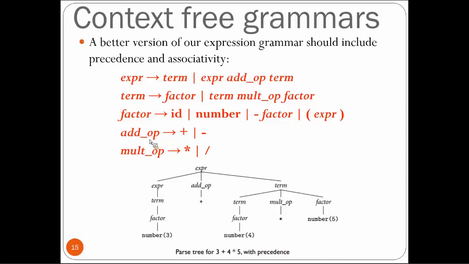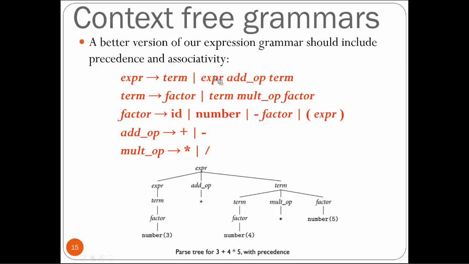So we can write a better version of our expression grammar that also introduces precedence and associativity. Associativity is also important. In the case of division, if we have, let's say, 10 divided by 2 divided by 2, it should not be 10 divided by (2 divided by 2), which is 10. It should be 10 divided by 2, which is 5, divided by 2, which is 2.5. So for that, we need to implement both precedence and associativity. Let's start with this grammar that defines both precedence and associativity.